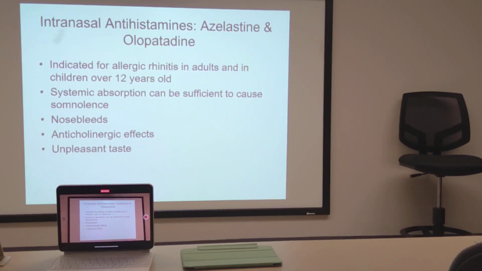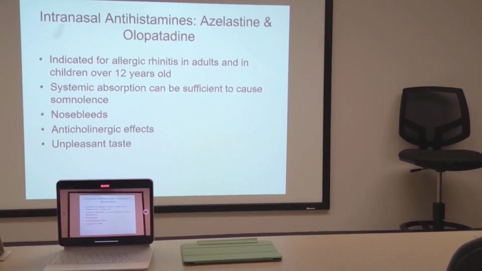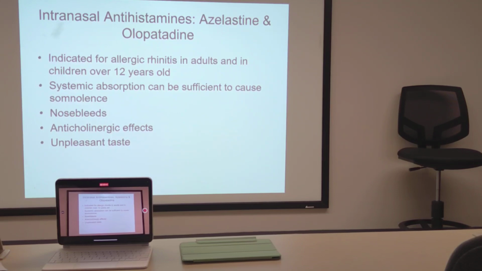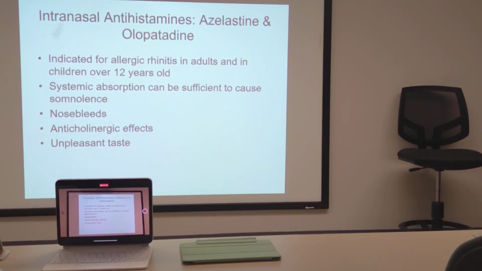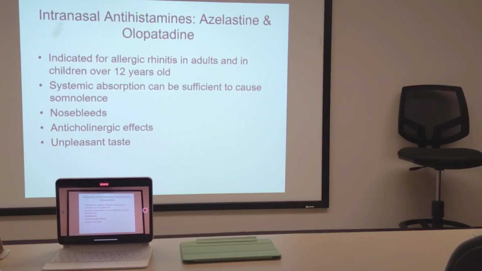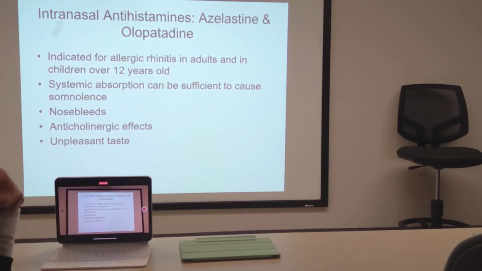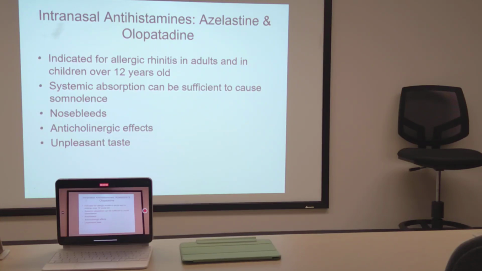Another one is olopatadine. Those are indicated for allergic rhinitis in adults and in children over 12 years old. So they're not recommended for children under 12 years old. And the systemic absorption can be sufficient to cause somnolence. It can also cause nosebleeds, and it can have some anticholinergic effects, or some people found they have an unpleasant taste.